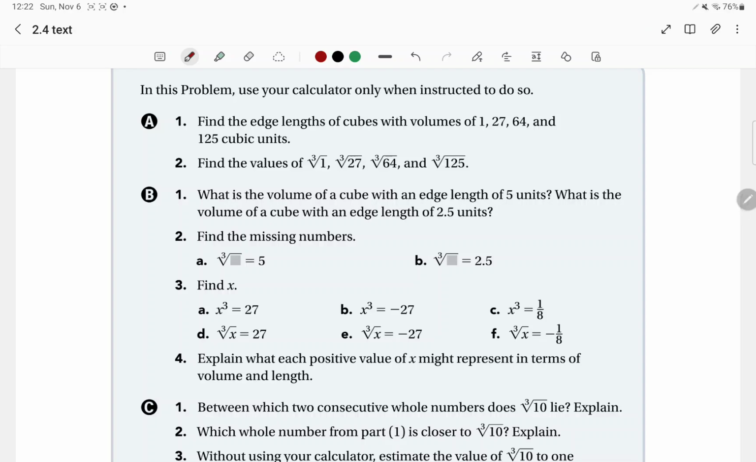Go ahead and try part A on your own, finding the edge lengths of the different cubes with those volumes, 1, 27, 64, and 125, and finding the values of the cube root of 1, cube root of 27, 64, and 125. Pause the video, do numbers 1 and 2 on your own, and then come back and see how you did.